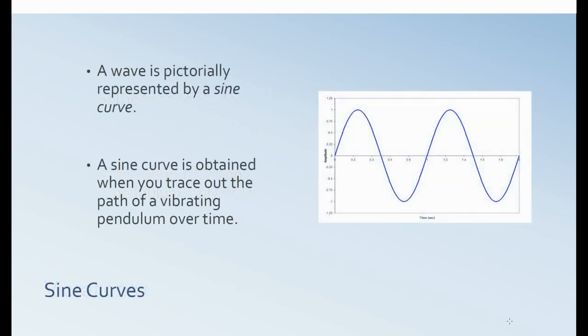So again, when we had our pendulum and we were making that drawing on a piece of paper, this is a visual representation of our wave, and we call that a sine curve. And we get these sine curves when we trace out the path of a vibrating pendulum over time. So we can see our pendulum starts from a midpoint, goes up, goes back and forth and back and forth. And we have that picture, that sine curve that shows us that movement of the pendulum.